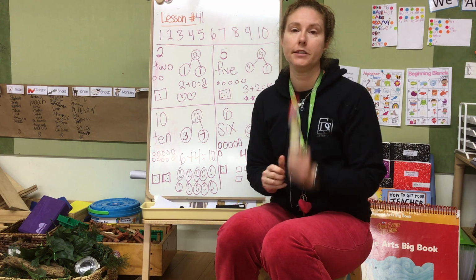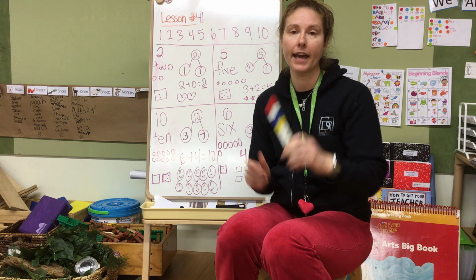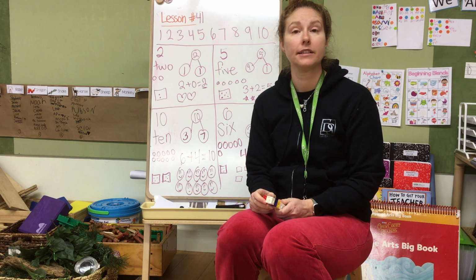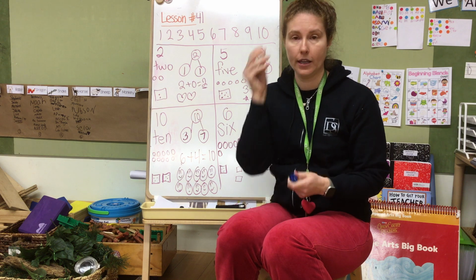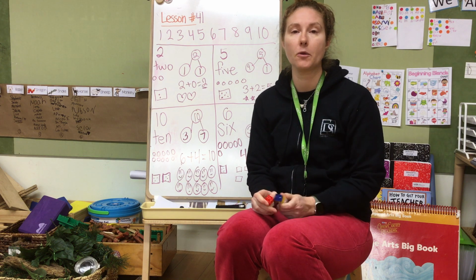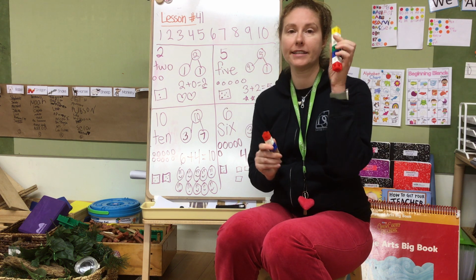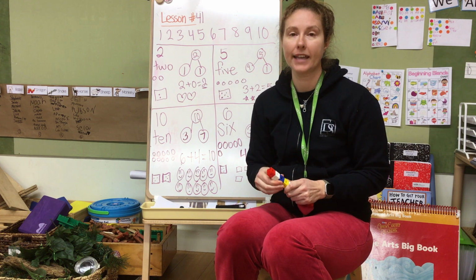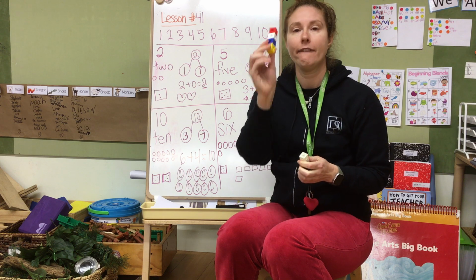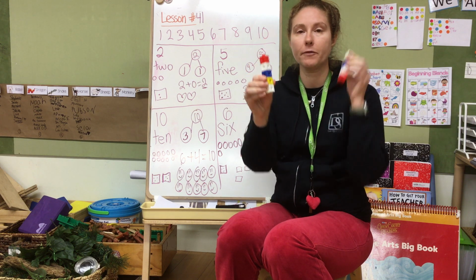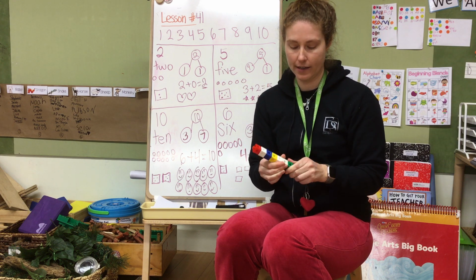So, 0 plus 10 equals 10. 1 plus 9 equals 10. 2 plus 8 equals 10. 3 plus 7 equals 10. I hope you're saying it with me. 4 plus 6 equals 10. 5 plus 5 equals 10.